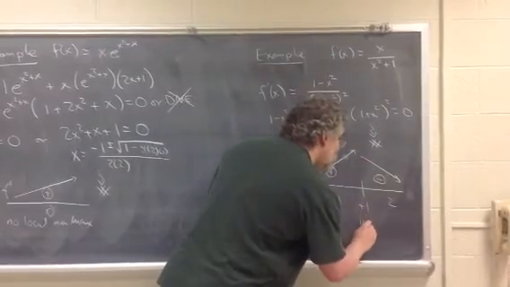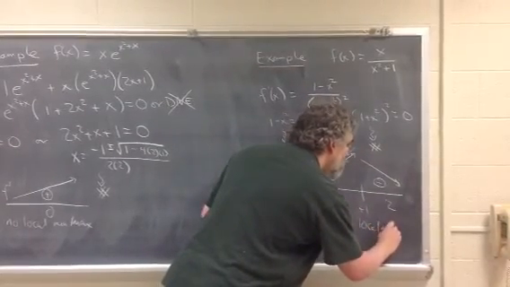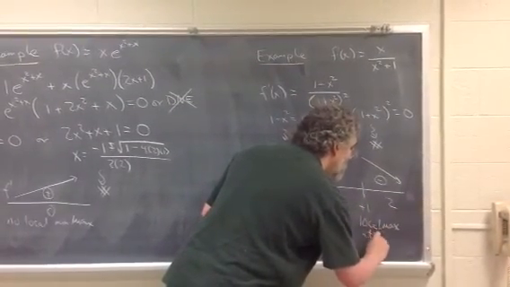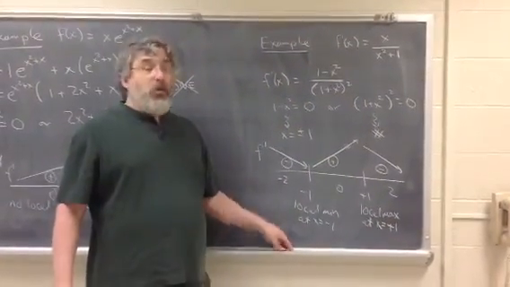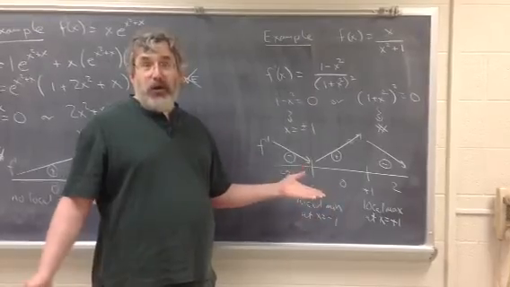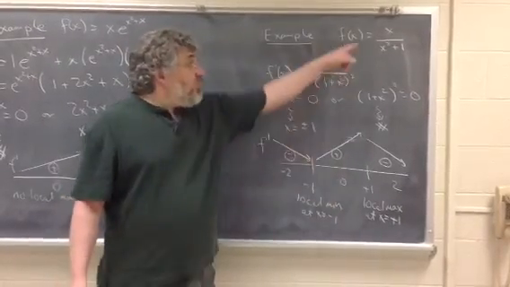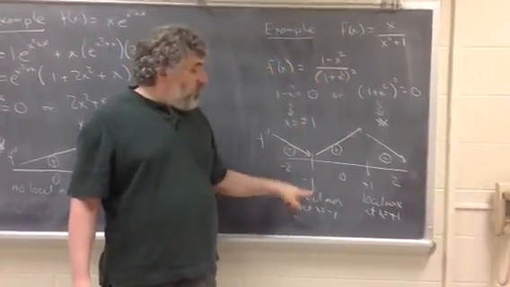Local max at x equals positive 1. Again, we would ultimately want to know where on the graph those points are. We plug it in there. But right now, all I want are these.